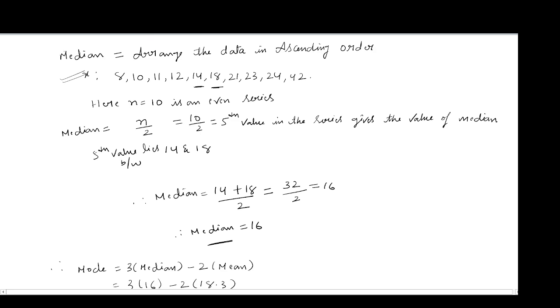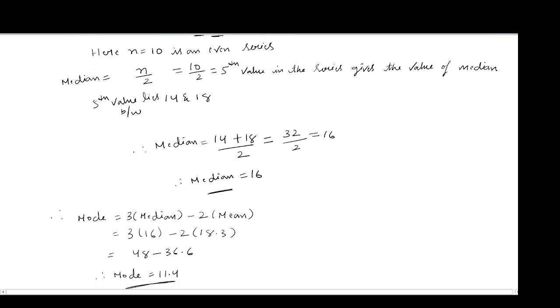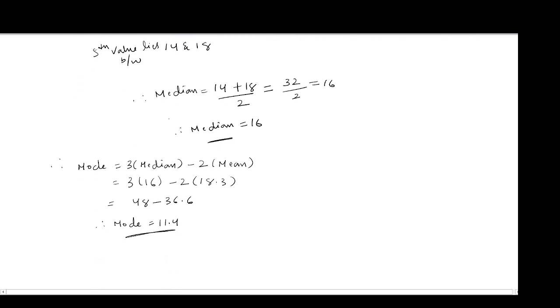Now after finding out the value of mean and median, substitute those values in the mode formula to find out mode. So mode is equal to 3 times median minus 2 times mean. 3 times median I have got 16, mean value I got 18.3. So after calculation I got mode is equal to 11.4. So this is the calculation part of mode for case number 1, that is individual observations. It is very simple to calculate. If the numbers are repeated, directly by observation you can do it. If the numbers are not repeated, then use the formula mode is equal to 3 times median minus 2 times mean. Hope you understood the problem.